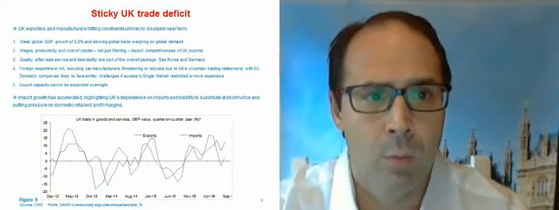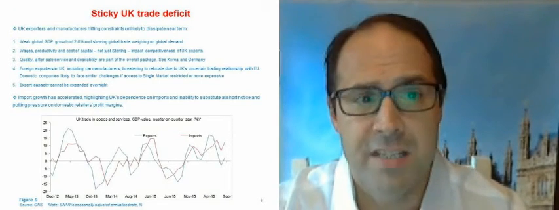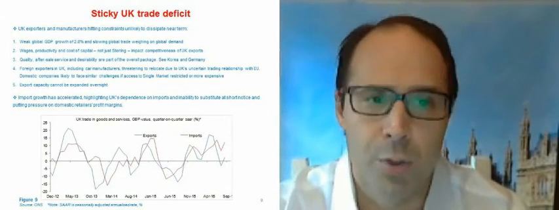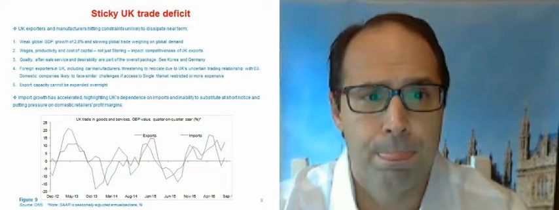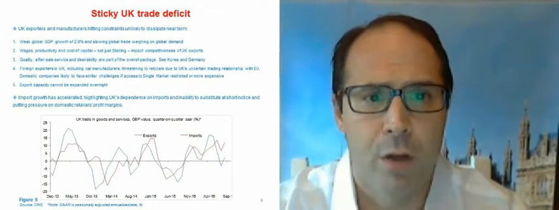So why is the UK trade deficit widening, not narrowing? Well, UK exporters and manufacturers are clearly hitting a number of constraints, and these constraints are not going to go away anytime soon. First of all, these exporters are facing weak global demand. Global GDP growth is sub 3%, and global trade has been slowing. Secondly, there is more to the competitiveness of UK exports than just price. Quality, after-sale service, and desirability are all part of the overall package.